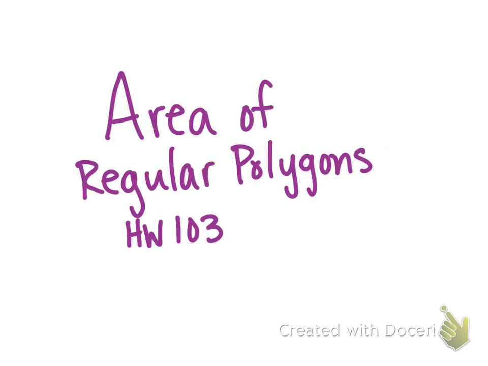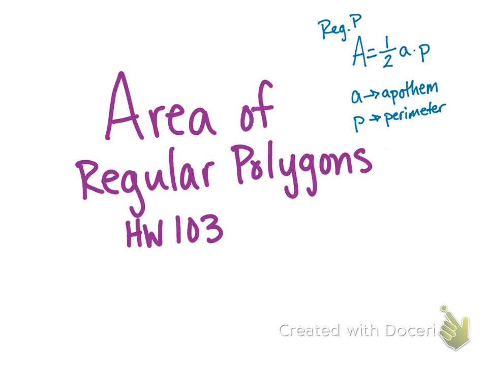So we have two formulas here. One formula is just for a regular polygon, and that is A equals 1/2 A times P, and you probably are wondering what those letters stand for. A is for apothem. We're going to talk about what that is, and P is for perimeter. So we multiply the apothem and the perimeter together, divide by 2 to get the area. So this is just for a regular polygon.